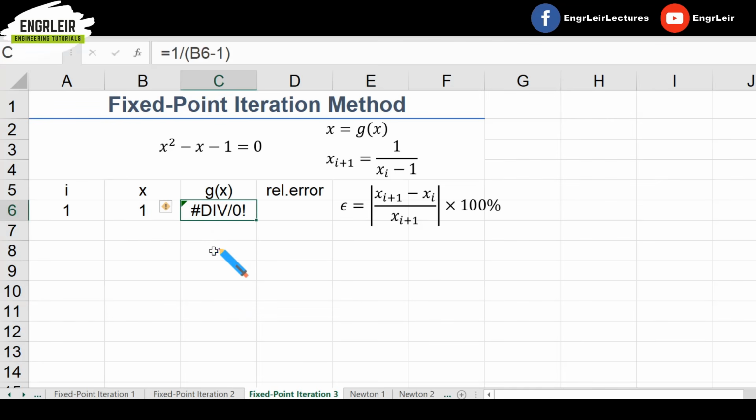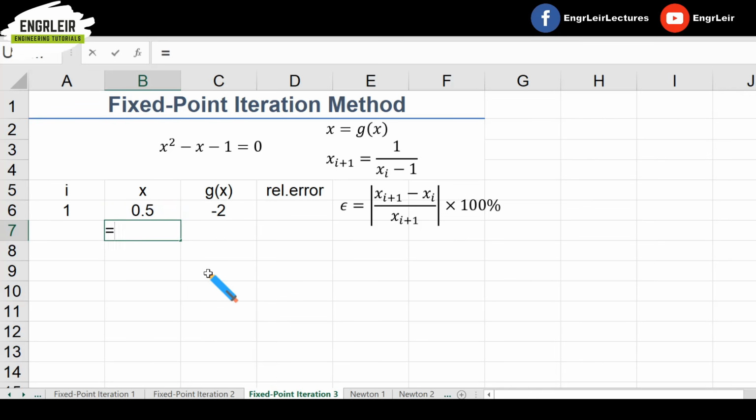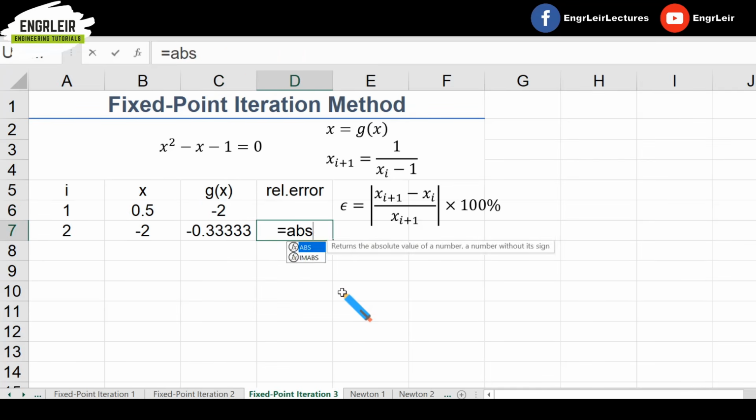So, makikita mo dito, division by 0. Kasi 1 yung sinubstitute ko. So, palitan natin yung value natin. Let's say 0.5. Yan. Okay? Automatic naman yan. So, yung next value ng x is equal doon sa previous value ng g of x. Is, increment lang natin, number of iterations. So, again, drag down yung equation.